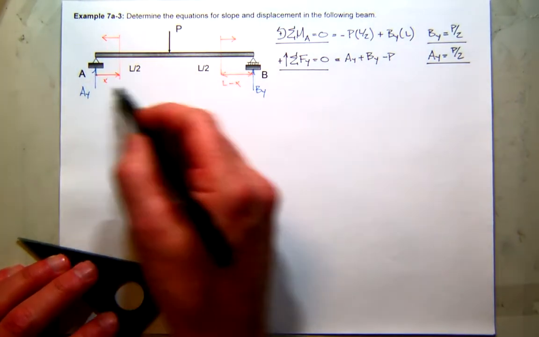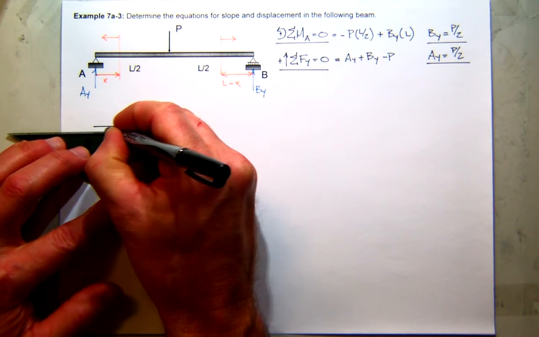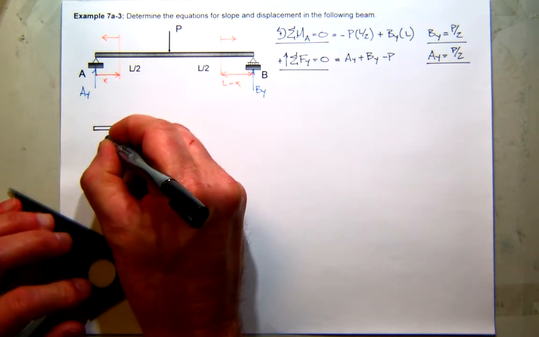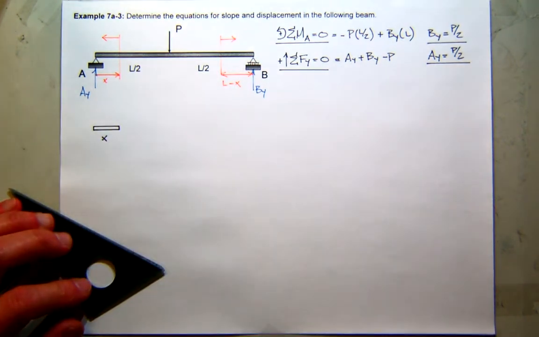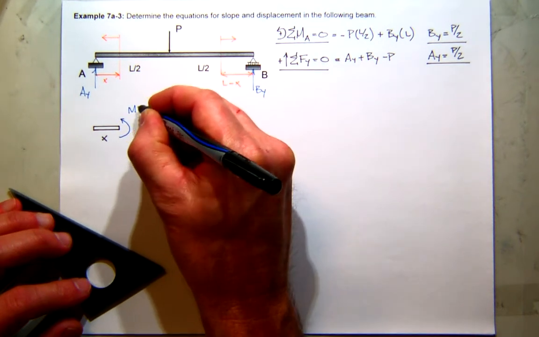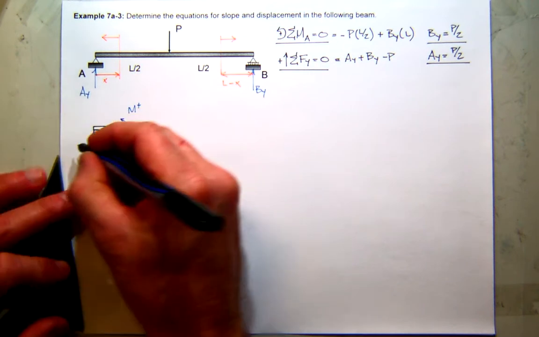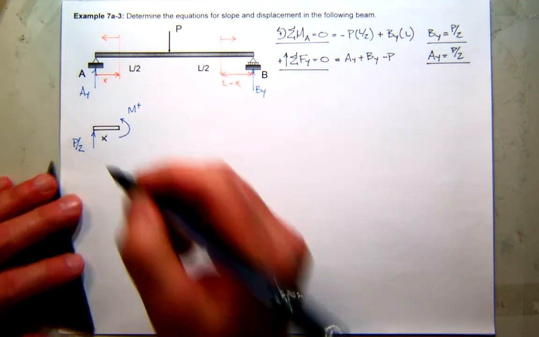So now when you solve for AY, you also get P over 2. So I'm going to start with this left-hand section. I'm going to draw a little free body diagram of distance X. And of course, we're looking for the moment here. That's the positive bending moment. And our reaction there is P over 2.